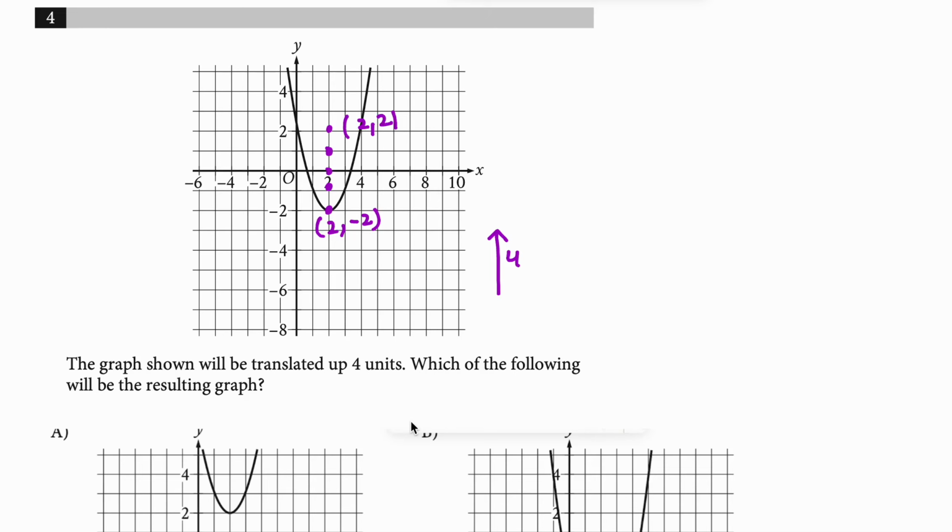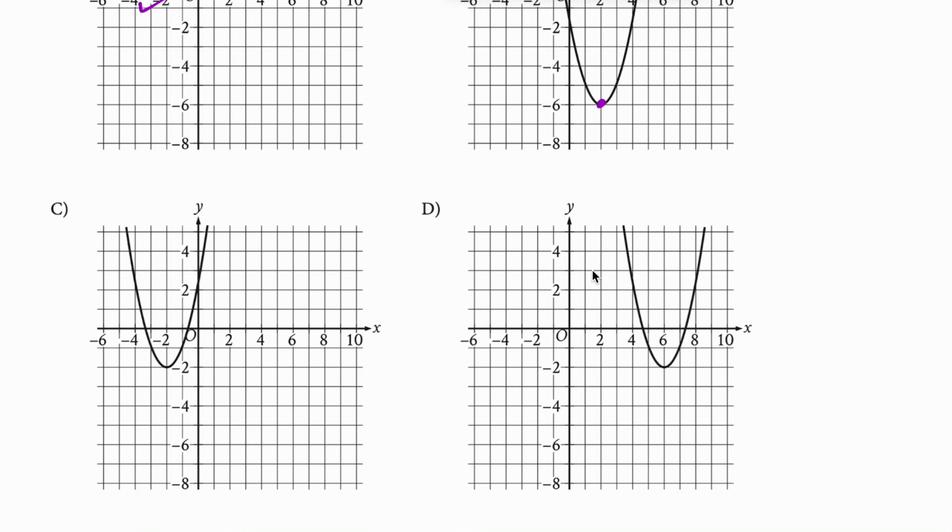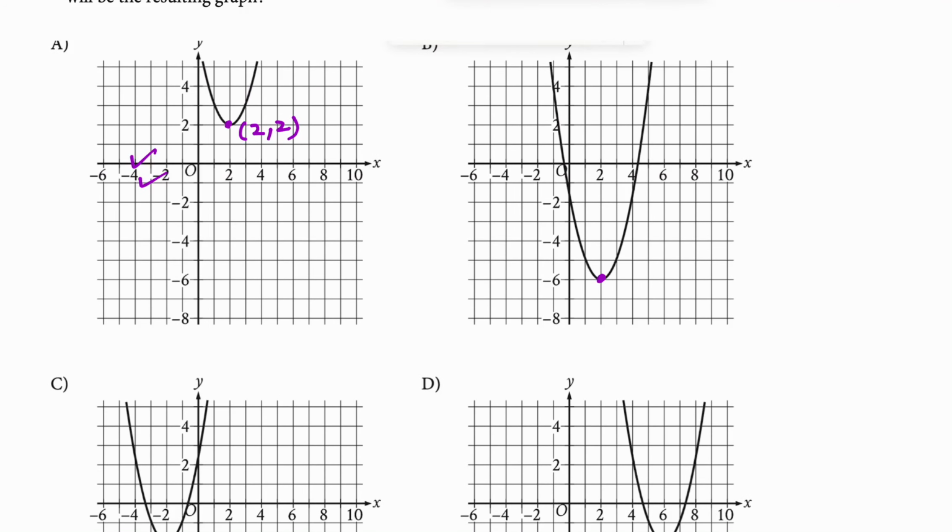So which of the following graphs is showing the correct option? Let's see. It's 2 and 2. So that is the correct option. Let's see. Here it is not correct. This one is moving towards left. This one is moving towards right. So yes, A is the correct option.